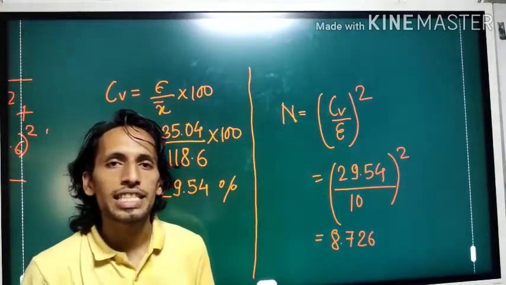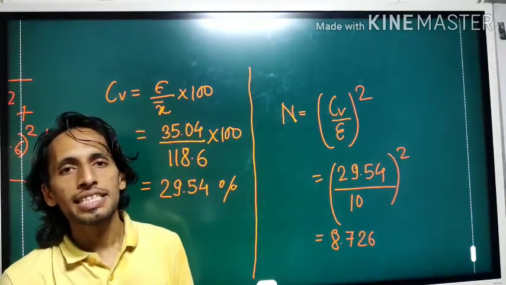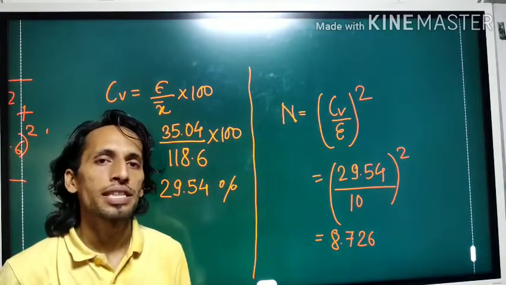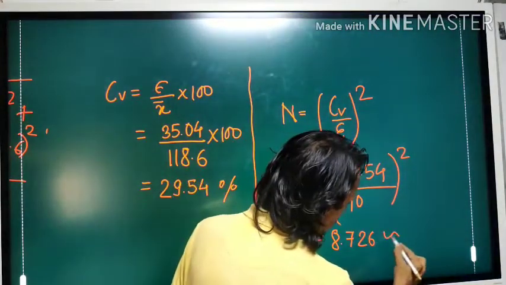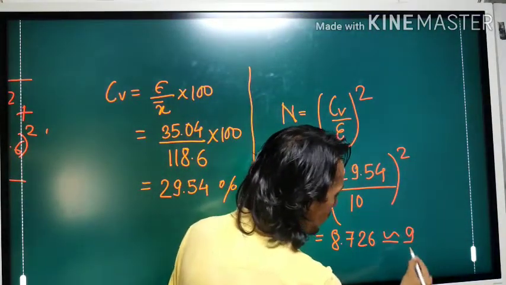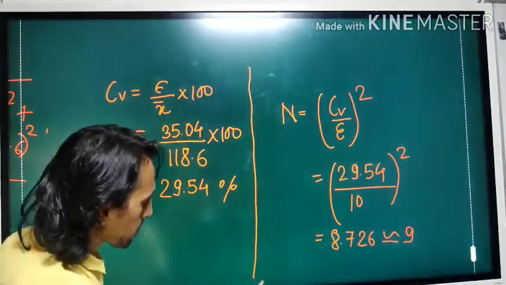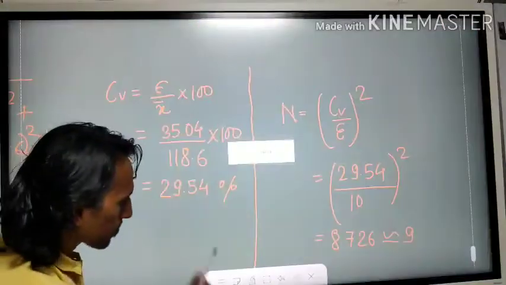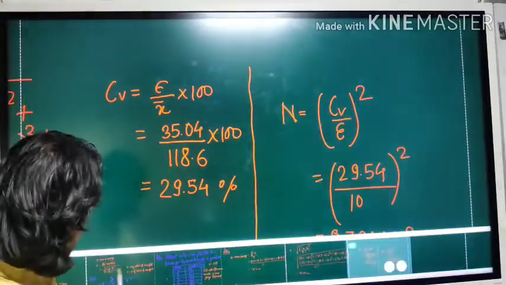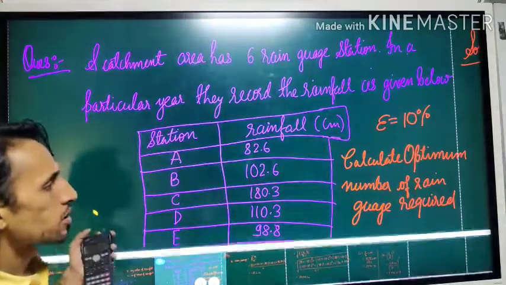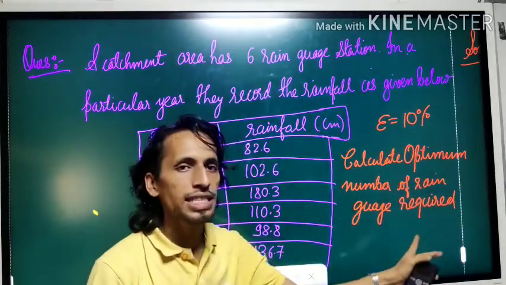So the number of rain gauges required is 8.726, but rain gauges cannot be in the decimal form. There should be a specific number of rain gauges. So the correct answer that should be reported is 9. So what does this answer represent? So let's go back. So what is the answer? The optimum number of rain gauges is 9.